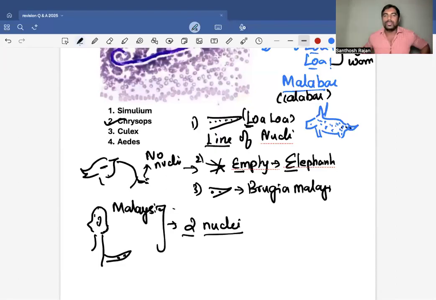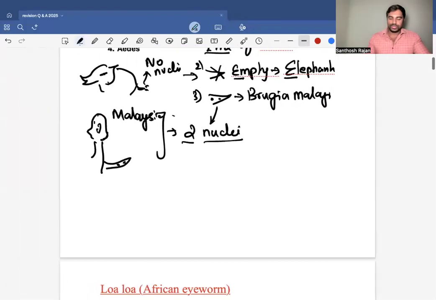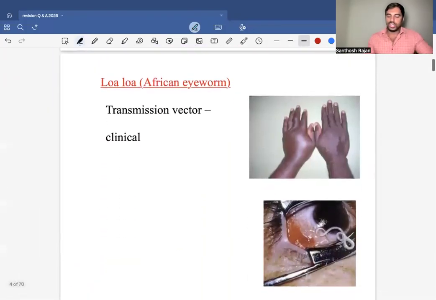Loa loa: line of nuclei. Elephantiasis: empty. And for Brugia malayi, you have two nuclei in the tail end. That's it. This you should know very well. This is an important question. So Loa loa I've written here. You can see this also.